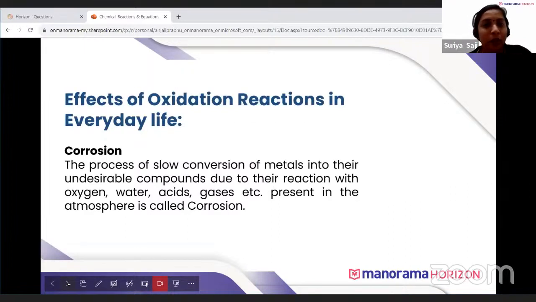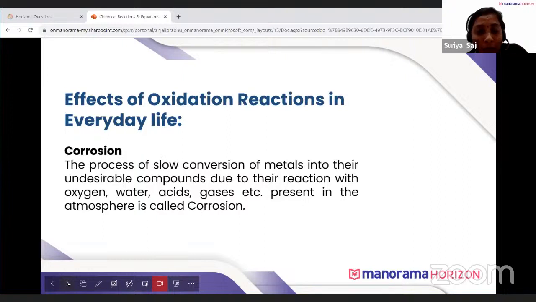So now we will see the effect of oxidation reactions in everyday life. Everywhere we are seeing, it's oxidation. So first is corrosion. Corrosion is the process of slow conversion of metals into their undesirable compounds due to their reaction with oxygen, water, acids, gases, etc. So like that only corrosion will happen.